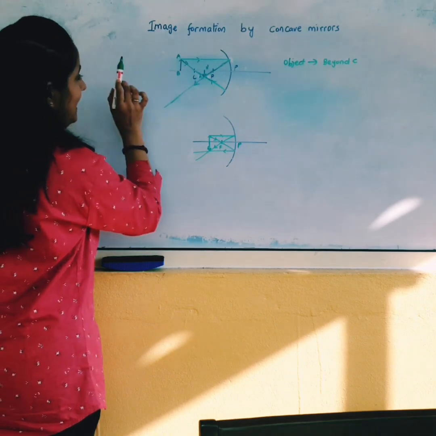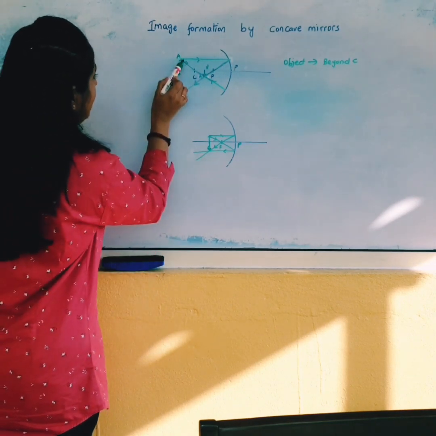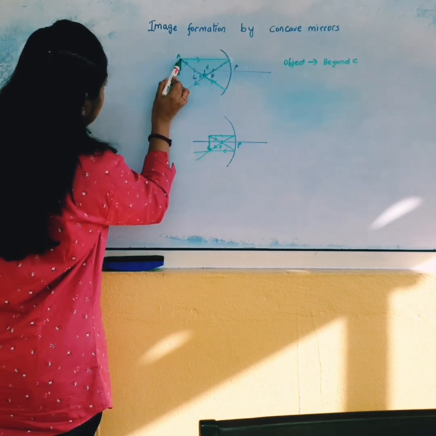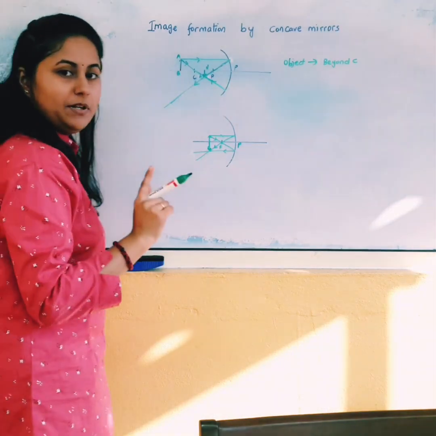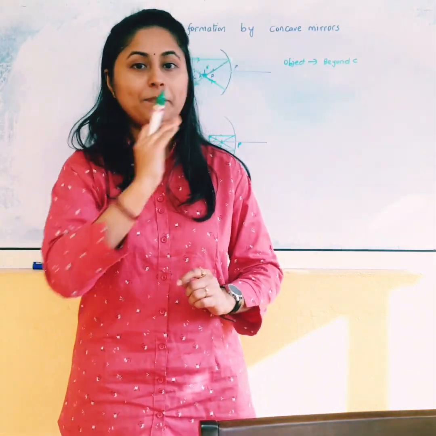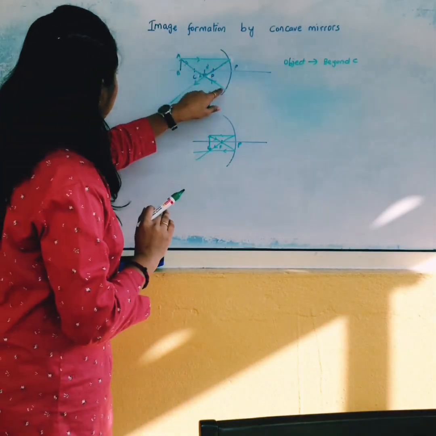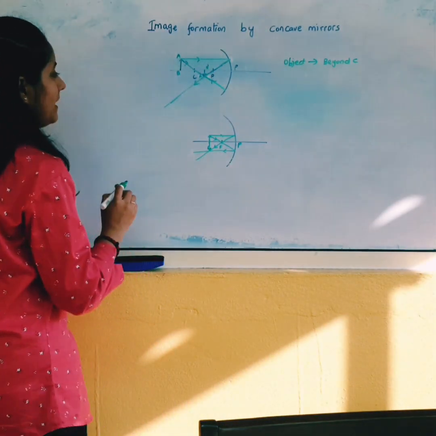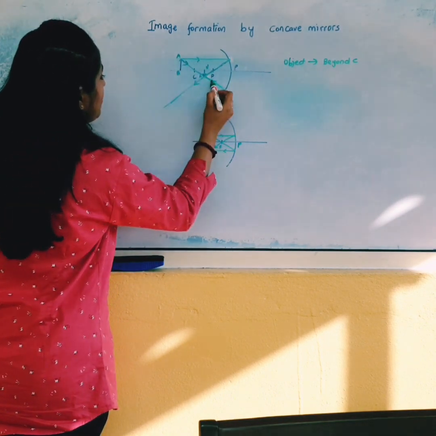Now you can take any ray as the next ray, but here we are taking the ray which is passing through the center of the curvature. You remember, if the ray is passing through the center of curvature, it will follow the same path on reflection. Okay, so it will pass through the center of curvature again after reflection. See, both arrows you need to show.